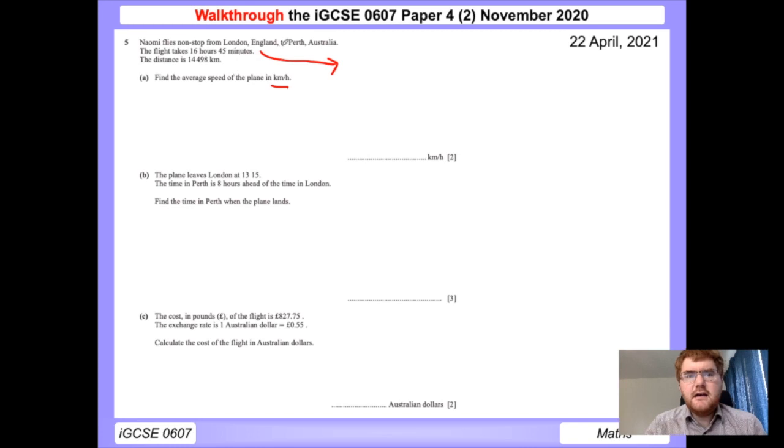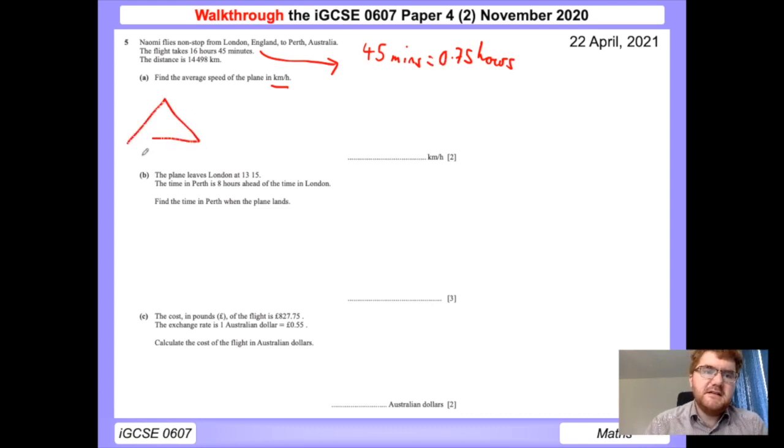So we need to think here, okay, 45 minutes in terms of decimal, how many hours? And then we think to ourselves, well, it's 45 out of 60, so that's 3/4, and so 3/4 is the same as 0.75 hours. This is really important, to convert everything into one particular unit. At this point, we can then use our speed, distance, time triangle. So we have speed, time, and distance.